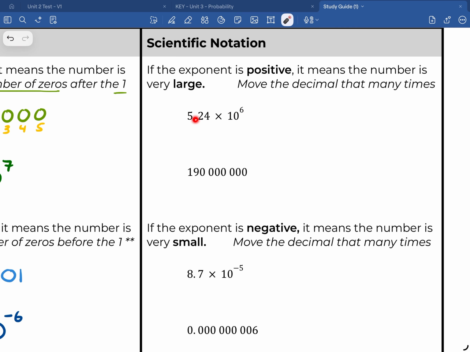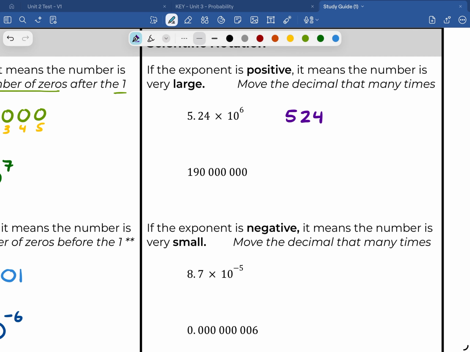So the decimal is between the 5 and the 24, and we are going to move it 6 spaces, where any space that doesn't pass by an actual number will get filled with zeros. So I like to write this out as 524. This is the interesting part of the number. This just tells us some zero information.